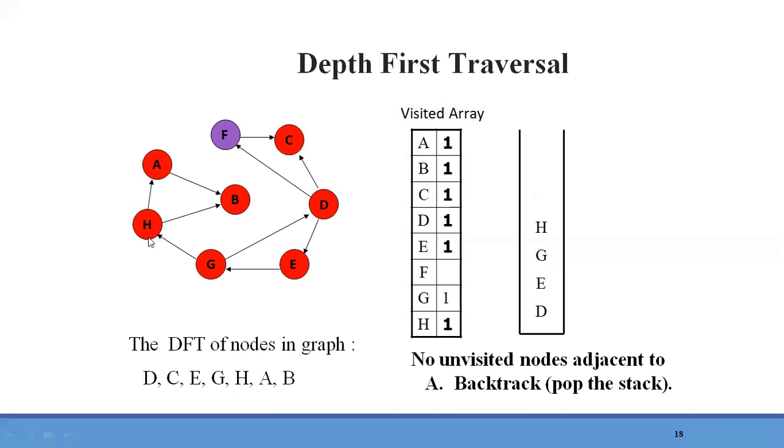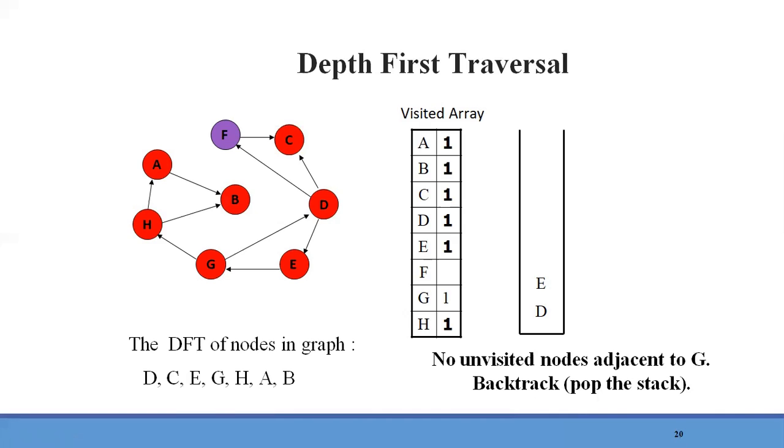Now the top element is B. Check for any other node which is not visited and is adjacent to B. So there is no other node which is adjacent to node B. So we need to backtrack. That means we need to pop the element B from the top of the stack. Now we have restored to the previous state, that is at node A.